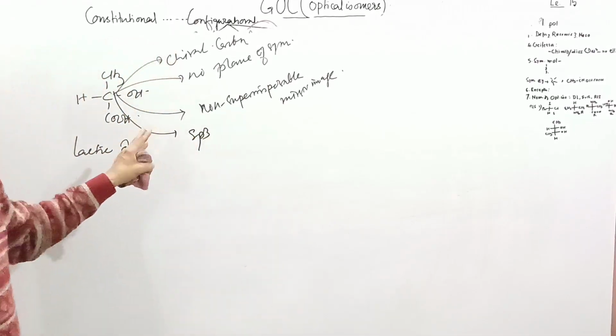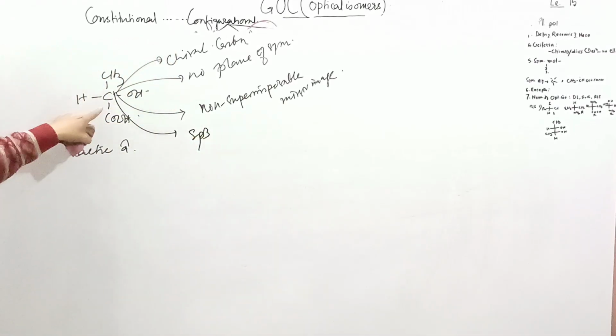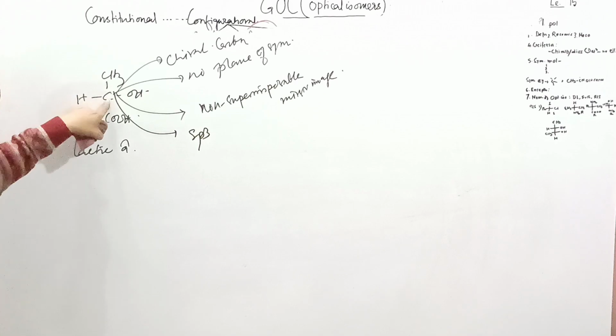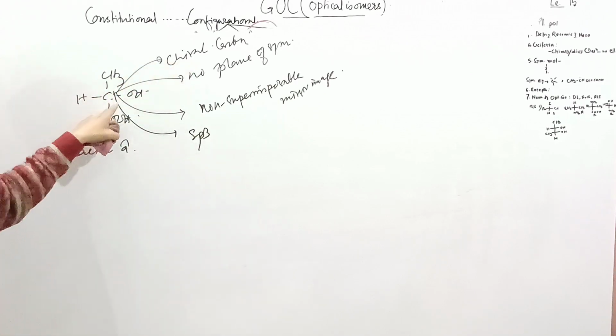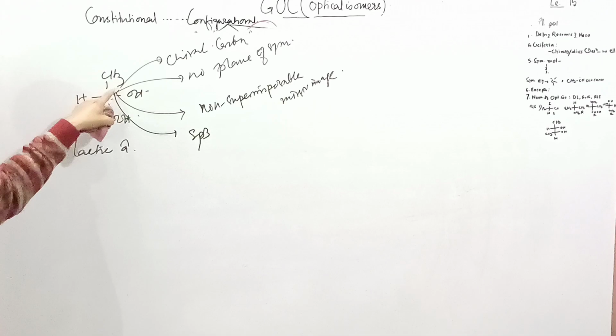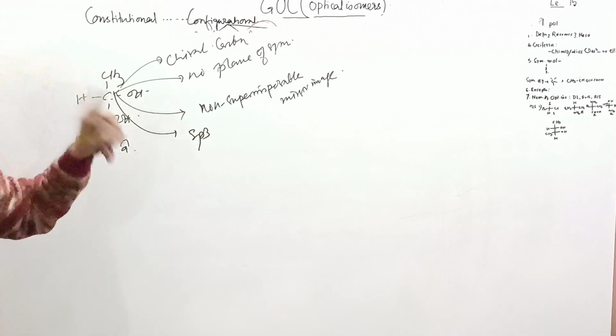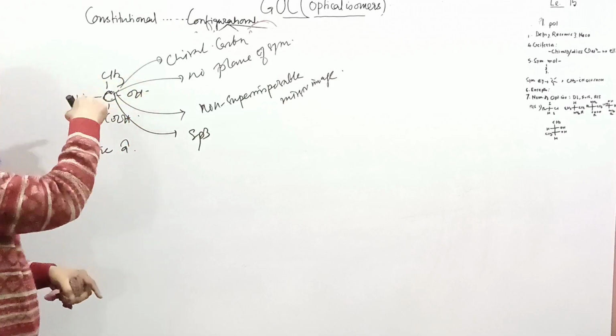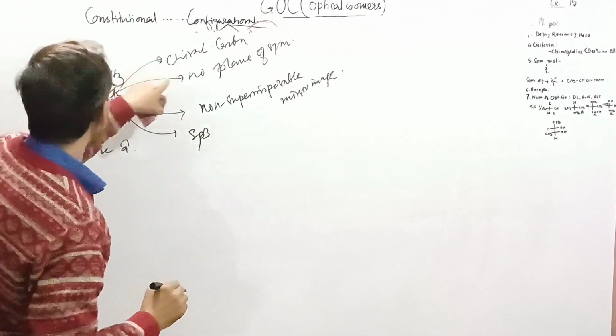Now I have taken one example of an optically active compound where I have drawn CH3, OH and COOH. It is nothing but lactic acid. Now I have shown you that this carbon is a chiral carbon. The carbon which has different atoms or groups attached to it is called a chiral carbon. It has 4 different groups attached, so it is optically active. So it is a chiral carbon.